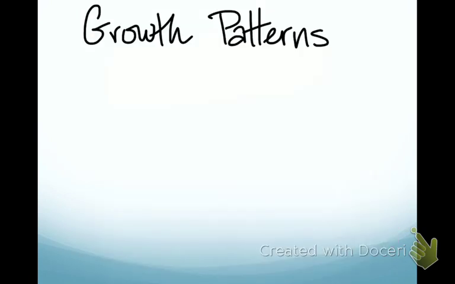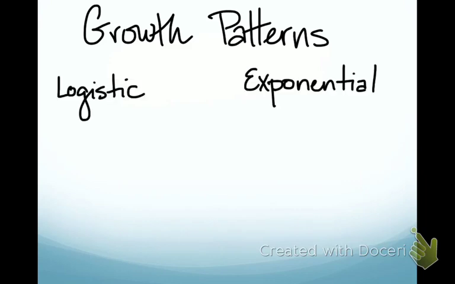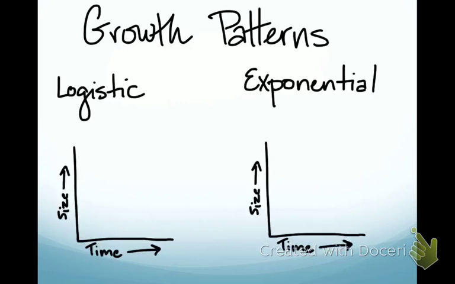Growing populations also tend to show one of two growth patterns. They can be logistic or exponential, and so we're going to show both of those patterns on a graph where size is on the y-axis and time is on the x-axis. So if you are looking at an exponentially growing population, it's going to start out small and gradually increase. And then, as the population gets bigger, they can have more and more and more offspring, so they go faster and faster and faster. So you can see that slope of that line start to get steeper and steeper and steeper.